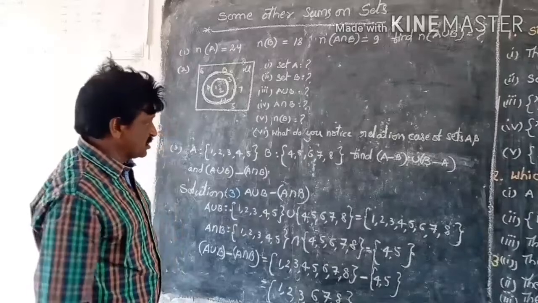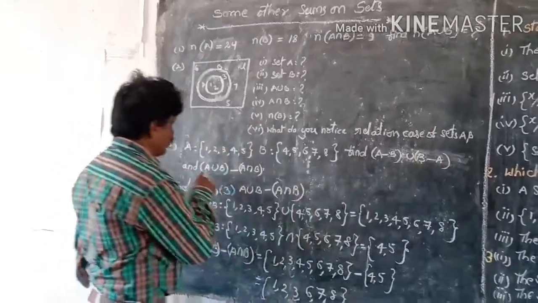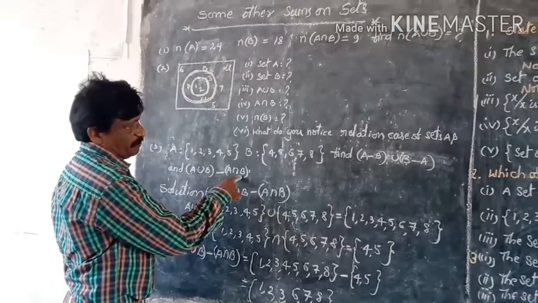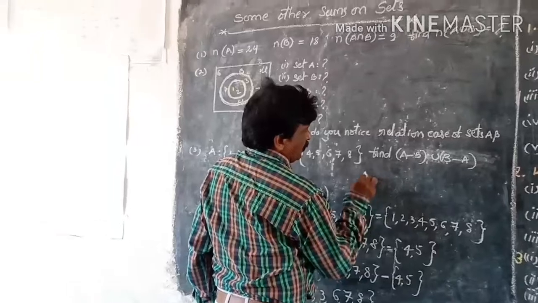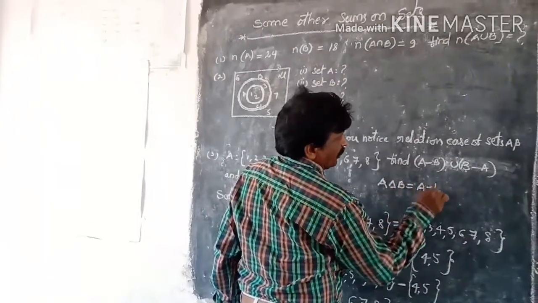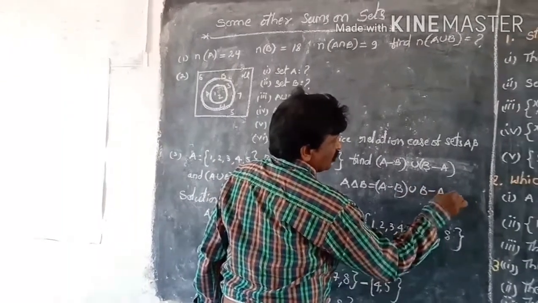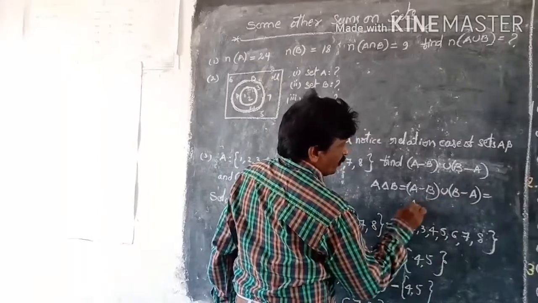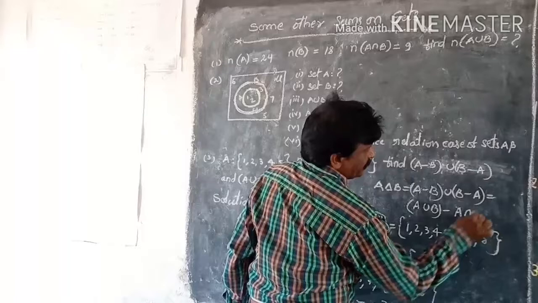So observe: (A minus B) union (B minus A) is equal to (A union B) minus (A intersection B). It is also called A delta B. It is said that A delta B is equal to (A minus B) union (B minus A), which is equal to (A union B) minus (A intersection B).